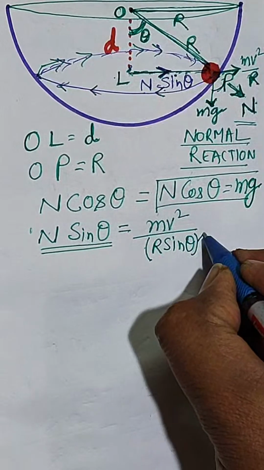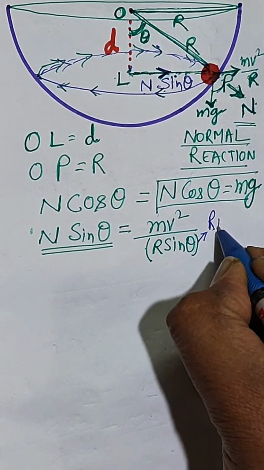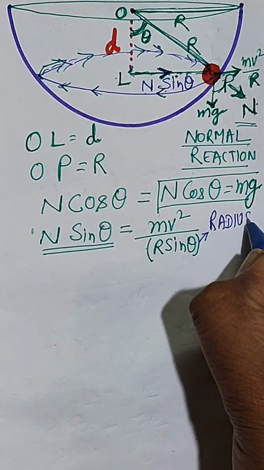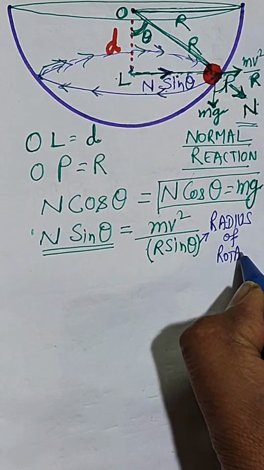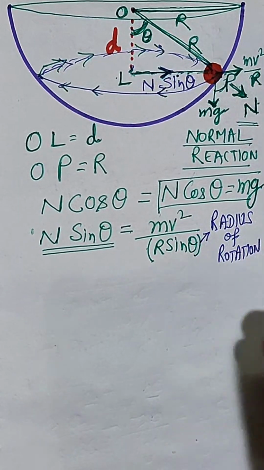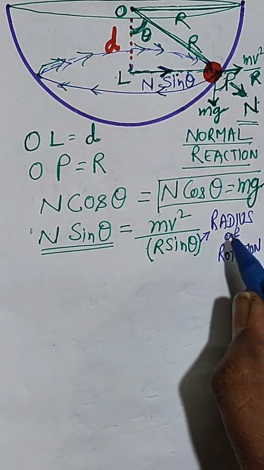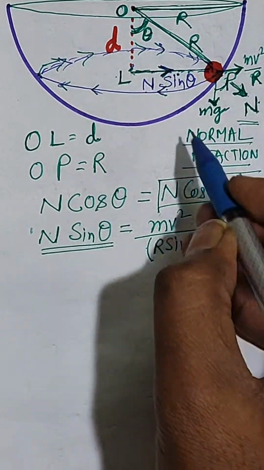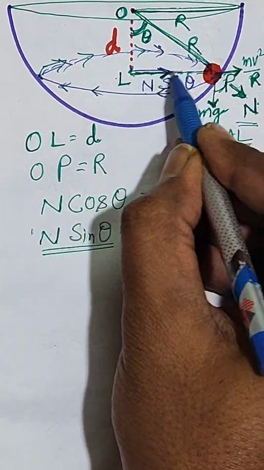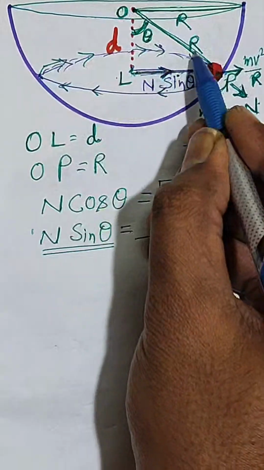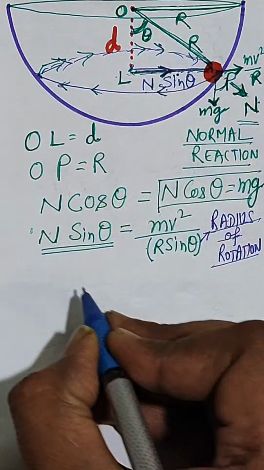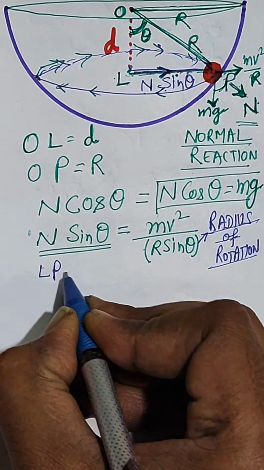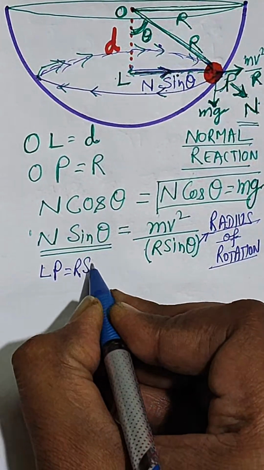R sin theta is the radius of rotation, right? This is the radius of rotation. You can see this one is r sin theta. If this is r, the component LP, let me write, LP is equal to r sin theta.